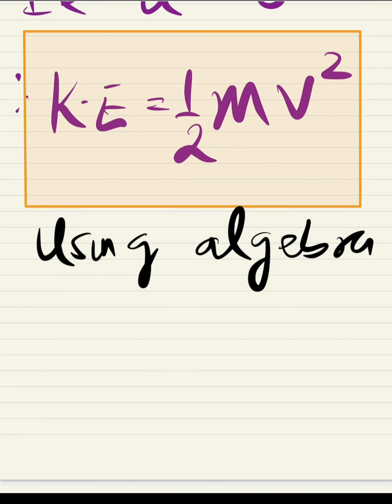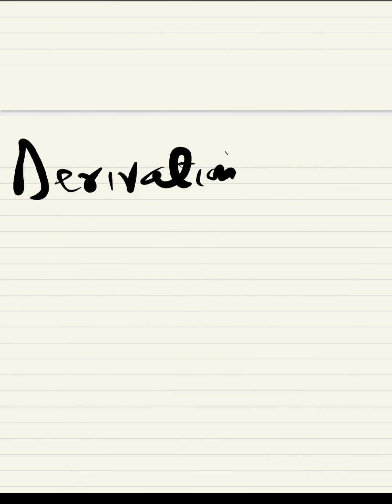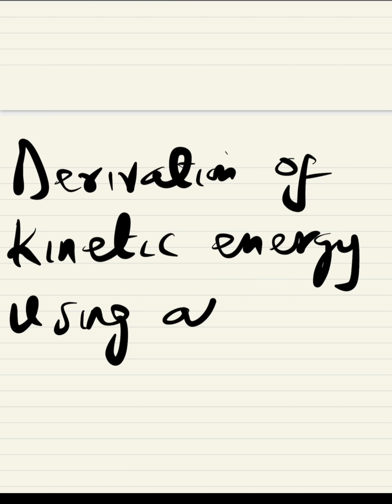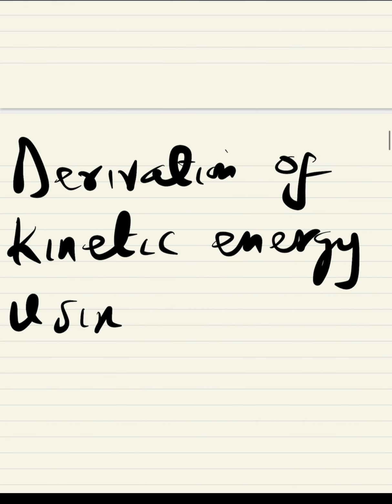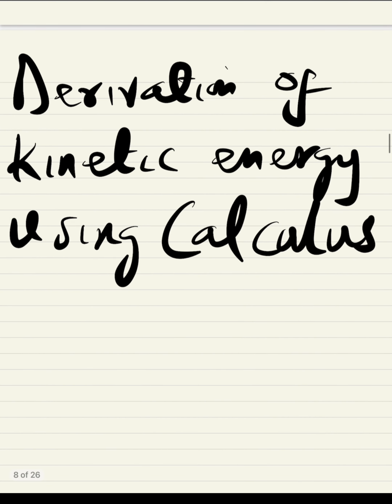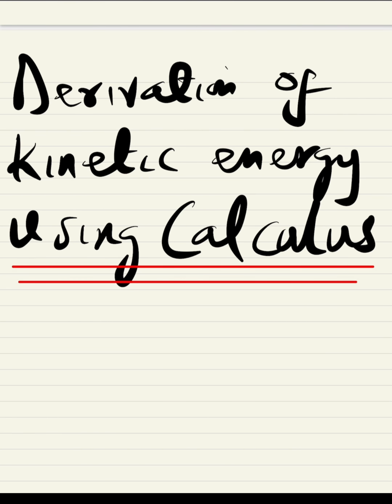So the other method I'm going to be using for you now, let me start that one afresh again, is the derivation of kinetic energy using algebra. Now we have done algebra, so now we are using calculus. Yeah, using calculus. Right, so this is the second method I'm going to be showing you. Also, you start again, and this is going to be straightforward.